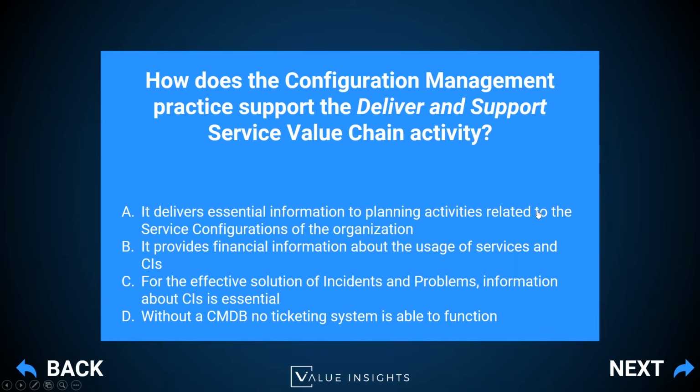A says it delivers essential information to planning activities related to the service configuration of the organization, which it really does, but that one doesn't relate to deliver and support service value chain activity, but to the plan service value chain activity. B says it provides financial information about the usage of services and configuration items. Not true, because that is asset management. And D says without the CMDB, configuration management database, no ticketing system is able to function.